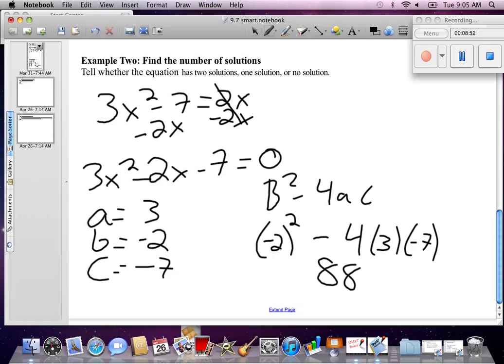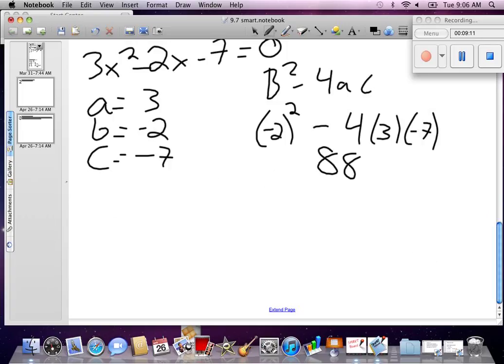But the point is, Christian, is this positive, negative, or 0? Christian. Is it positive, negative, or 0? Okay, so how many solutions does the positive one have? You did it right at the top of your paper? Thank you. 2 solutions.